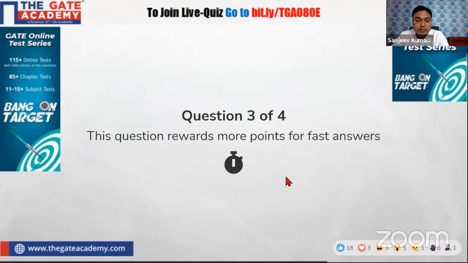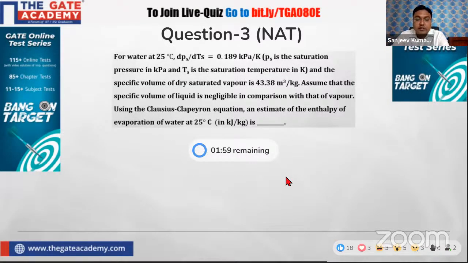Second last question. This is a numerical answer type question. For water at 25 degrees centigrade, dPs by dTs, that is, saturation pressure and temperature, the ratio is given as 0.189 kilopascal per Kelvin. Ps is the saturation pressure in kilopascal and Ts is the saturation temperature in Kelvin. And the specific volume of dry saturated vapor is 43.38 meter cube per kg. Assume that the specific volume of liquid is negligible in comparison with that of vapor, so that we can put 0 here.